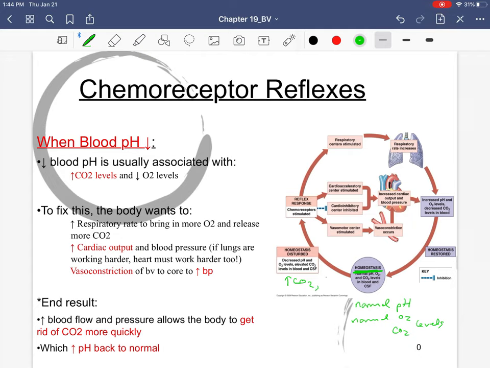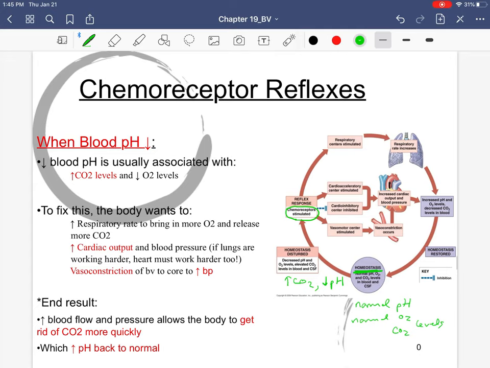So what if we have an increase in CO2 levels? And of course, we know that when we have an increase in CO2 levels, that will very quickly drop the pH. So instead of being normal, we have a situation where there's an elevation in CO2, which causes the blood pH to drop. Well, that's a problem.